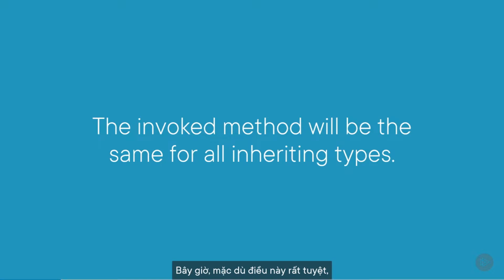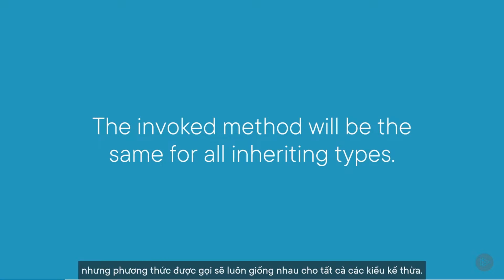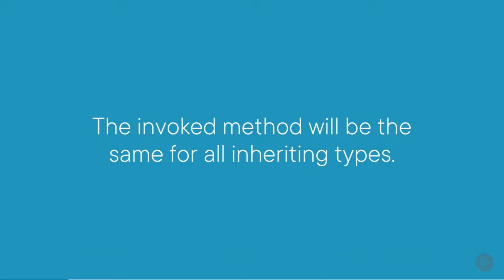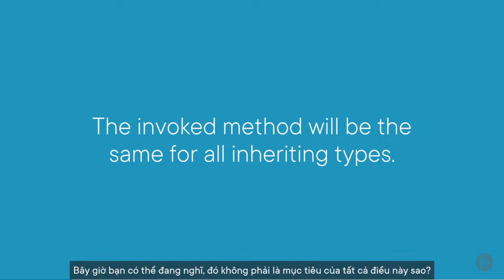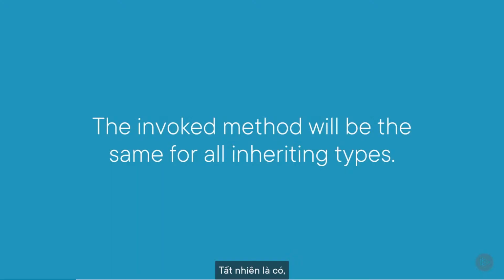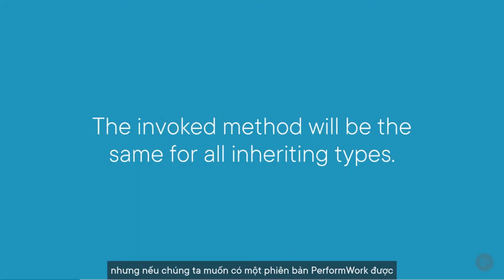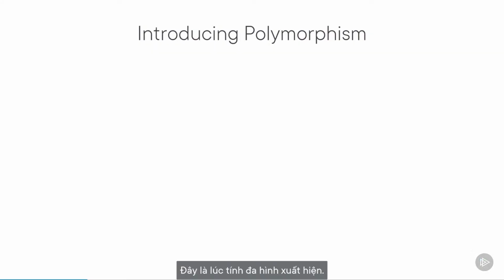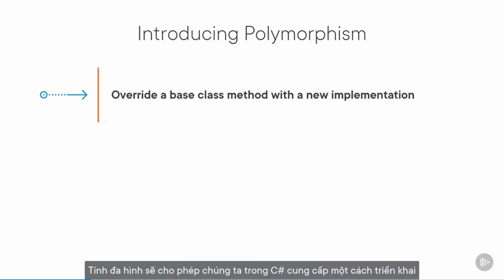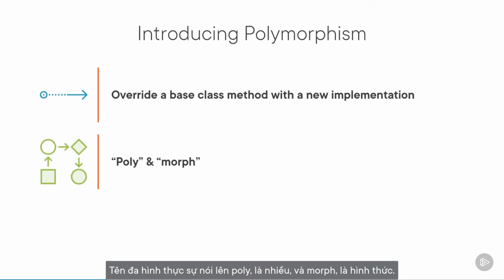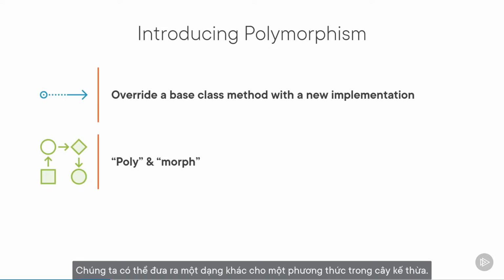Now, although this is great, the invoked method will always be the same one for all inheriting types. Now you may be thinking, wasn't that the goal of this all? Well, yes, of course, but what if we want to have a modified version of perform work for perhaps a few inheriting types? This is where polymorphism comes in. Polymorphism will allow us in C# to provide a different implementation by an inheriting class for a given method. The name polymorphism indeed says poly, which is multiple, and morph, which is form. We can give a different form to a method in the inheritance tree.